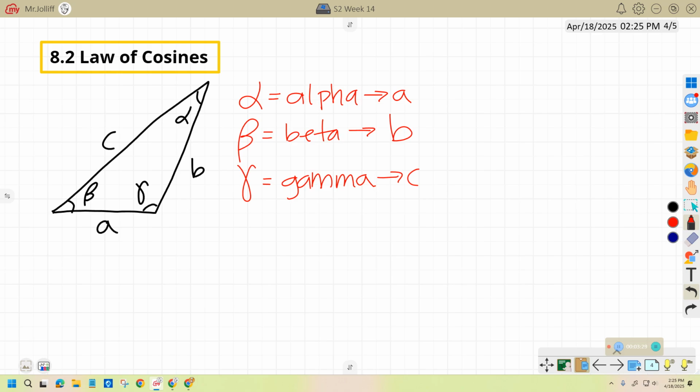So what I'm going to do is give you the new formula, and then we're going to compare. Why do I need a new formula? I already know the law of sines.